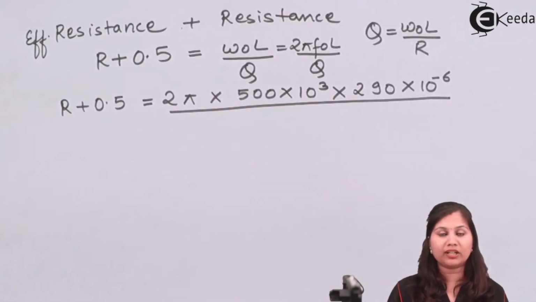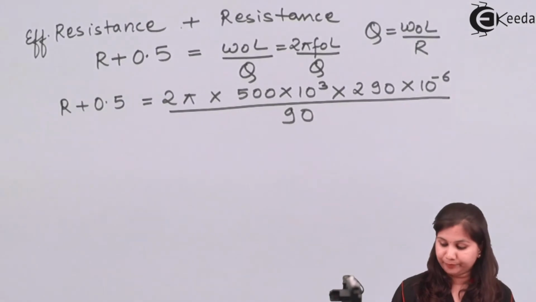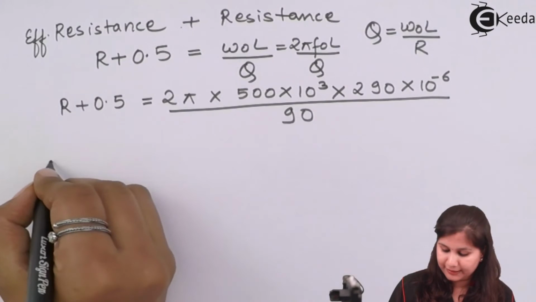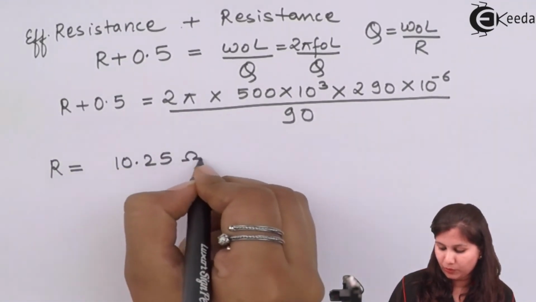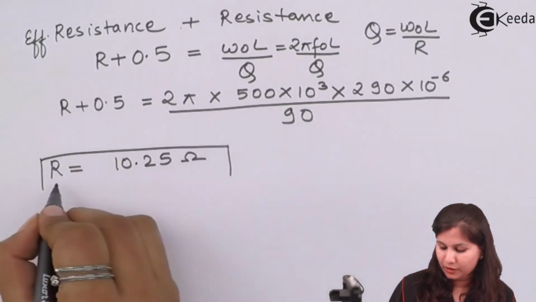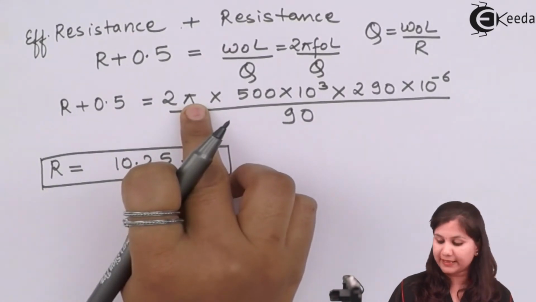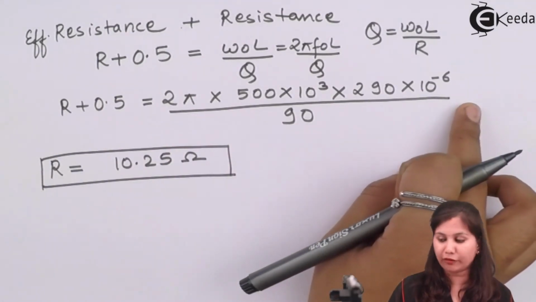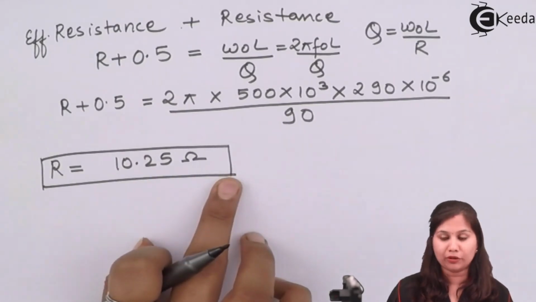Now in the question we are given that the reading of the Q meter is 90. So we are going to put the value 90 here. Now when we solve it, we will get the value of R as 10.25 ohms. First we will solve this. We will put the value of pi as 22 by 7, and then solve this, and then minus 0.5 from this, and then the value of the resistance will be 10.25 ohm.